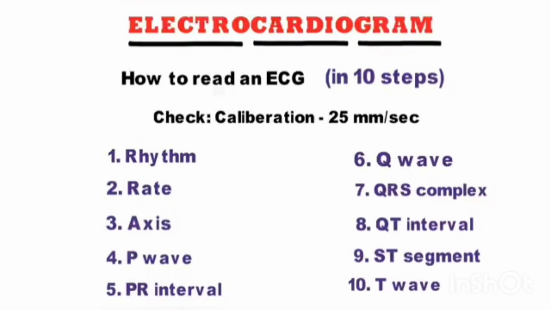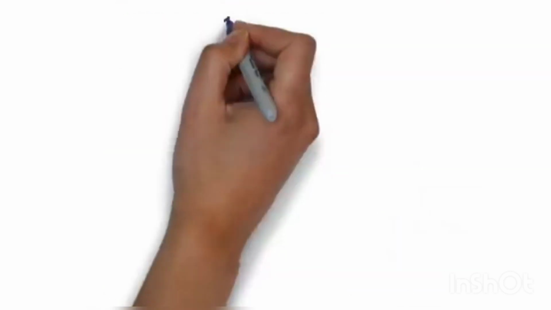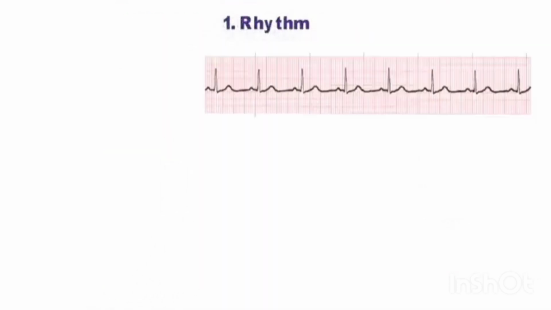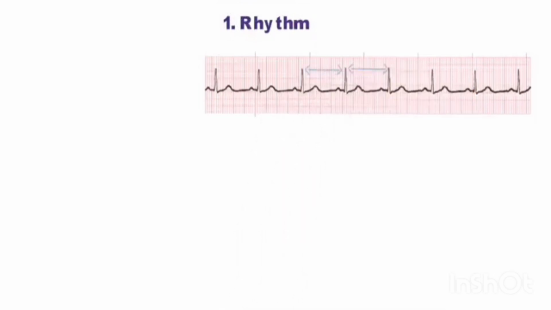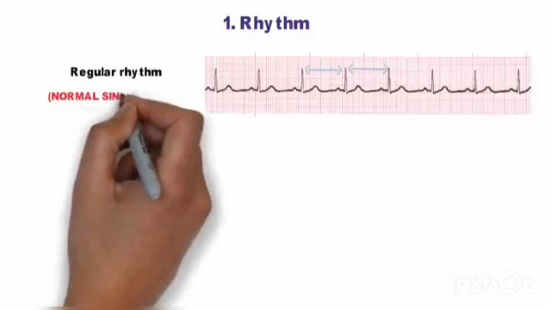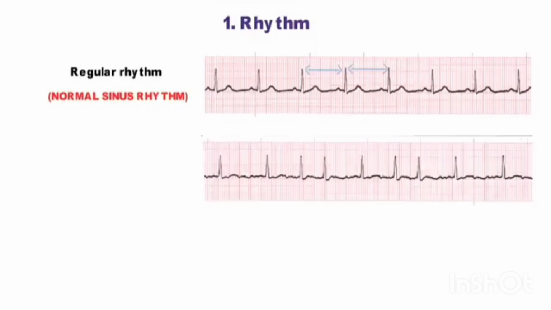So we'll discuss the ECG interpretation in this manner: rhythm, rate, axis, P wave, PR interval, Q wave, QRS complex, QT interval, ST segment and T wave. Now step 1 is rhythm. To check the rhythm, we check the RR interval. As in this ECG, RR intervals are equal and there is P wave before every QRS complex. So this is a normal sinus rhythm.